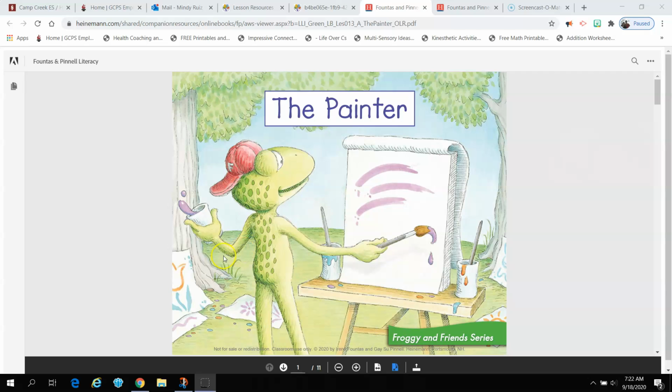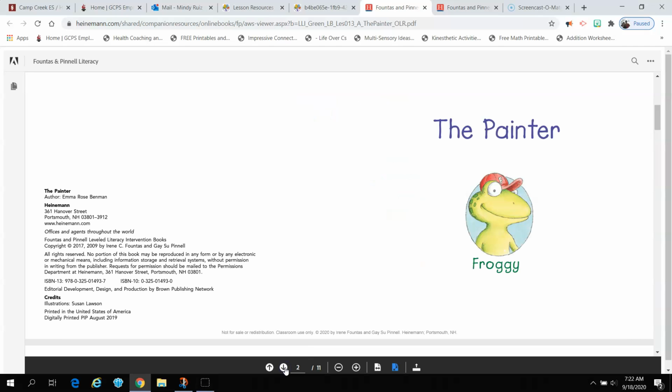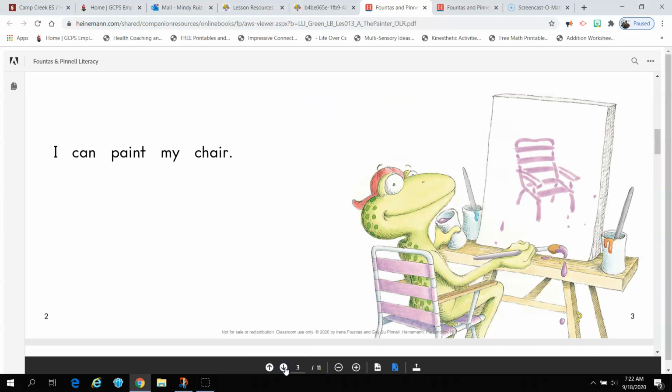All right, let's look at page 2. Now, what we're going to do is we're just going to go look at some things. Then after we're done, we'll come back and read the book again. So on page 2, what is Froggy doing? He's painting, and you can look at his easel, and you can see that he's painting a chair. So that's what he says. I can paint my chair.